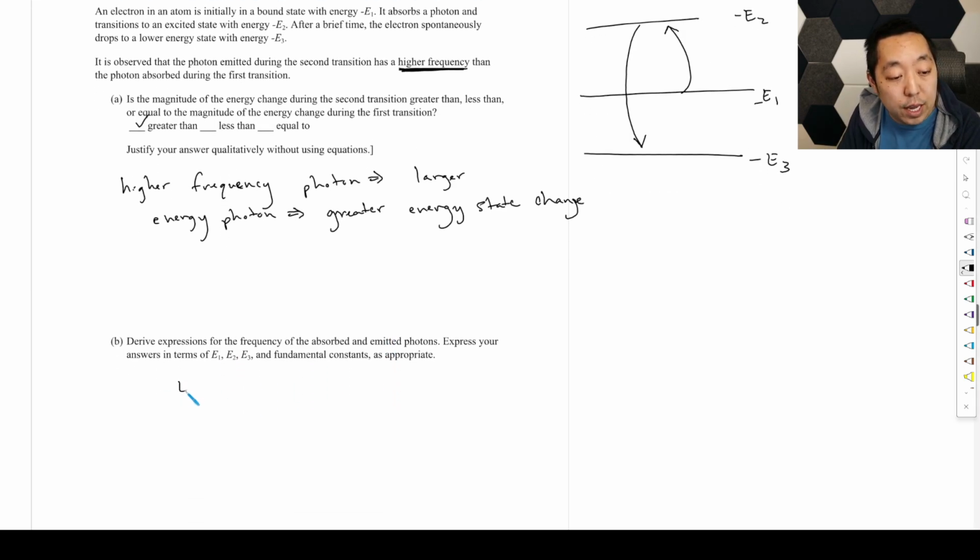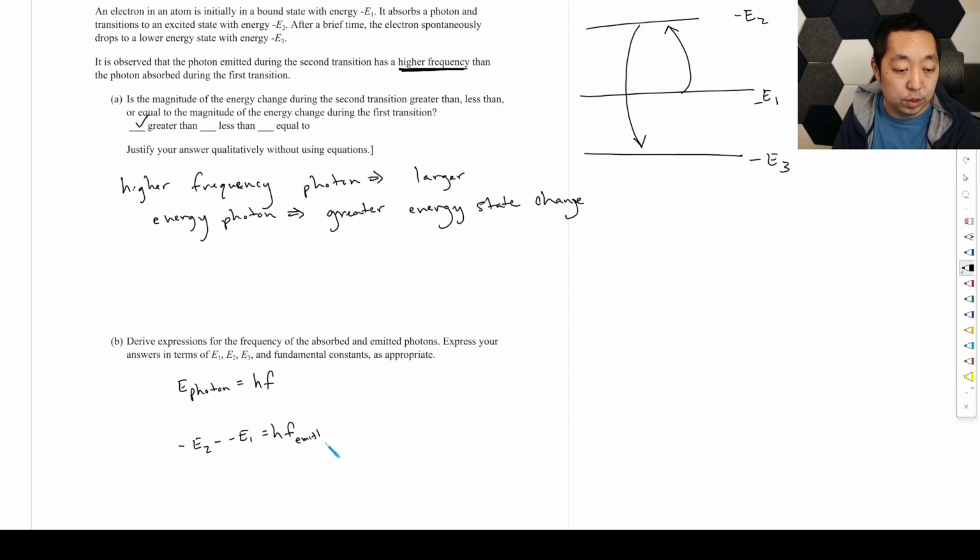Okay, so we know the energy of the photon is going to be, sorry, Planck's constant times the frequency. Now, for the first photon, if you want the energy of the photon, it's going to be larger minus smaller. So it's going to be negative E2 minus negative E1. E1 is a bigger number in magnitude, but because these are negative, that's the energy of the photon.